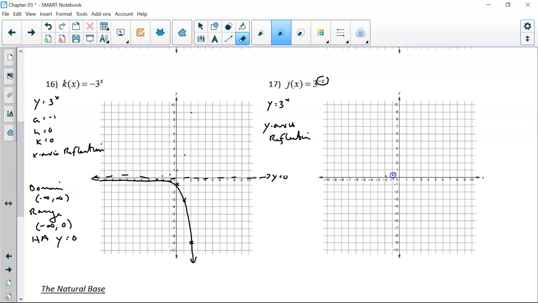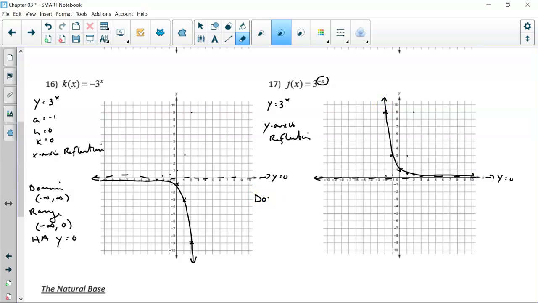So we have our anchor points from y equals 3 to the x. Now we're going to multiply our x coordinate by negative 1. So we're at x is 2, so we're going to be at x is negative 2. X is 1, we're at x is negative 1, 0, negative 1, we're at positive 1, negative 2, now we're at positive 2. Horizontal asymptote was unaffected, still at y equals 0. And now our graph is going to fall from left to right.